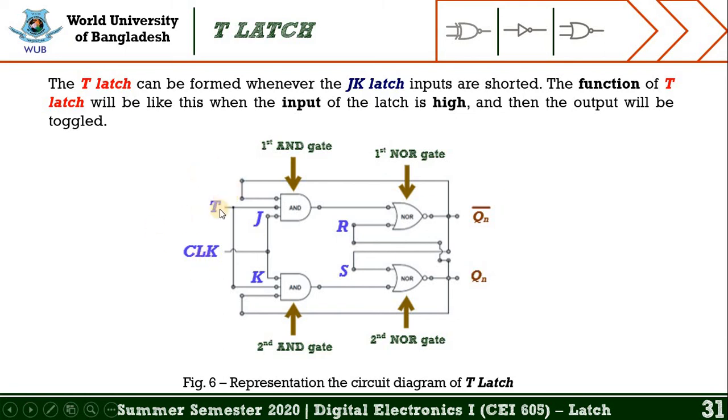In the left section, you may find four inputs. One is J, another one is K, which are actually shorted, and which is given by a clock pulse signal after being shorted. And another is T. Another two inputs are also shorted, and are also symbolized by T. In the middle section, you may find four logic gates, three input AND gates and two input NOR gates. And in the right section, you may find two outputs: QN and the complement of QN. So that's all for the T latch.